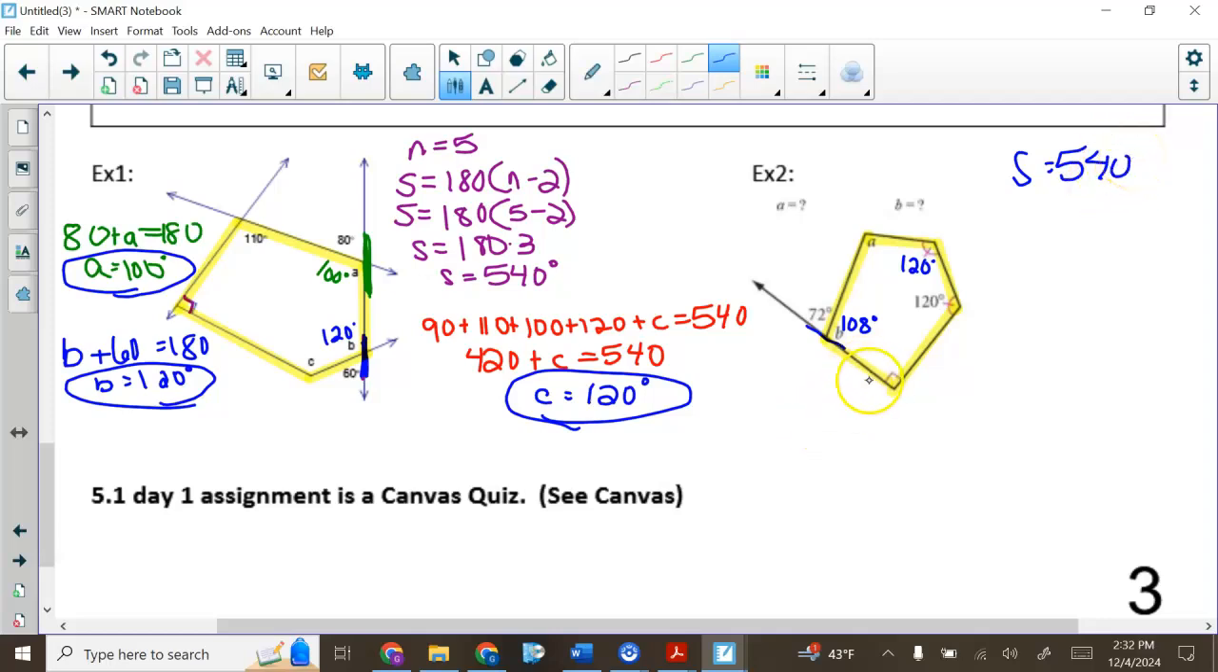So what I need to do is add up all the angles I know. So I'm going to start with 108 plus 90 plus 120 plus 120 plus A and set that equal to 540. Okay, so add all those up and try to figure out what A is.